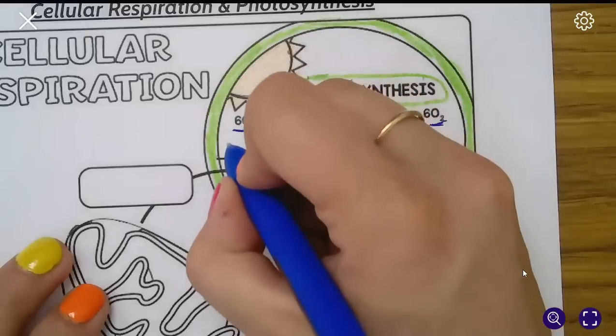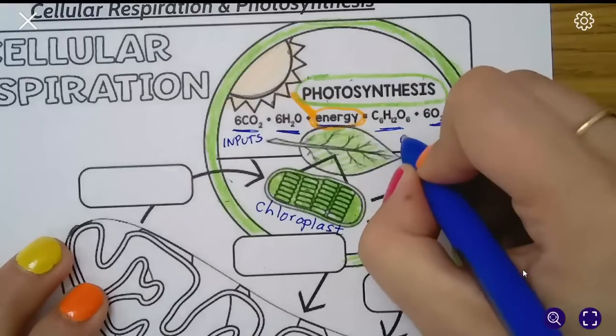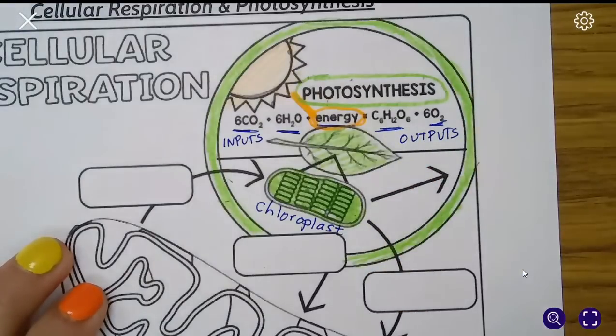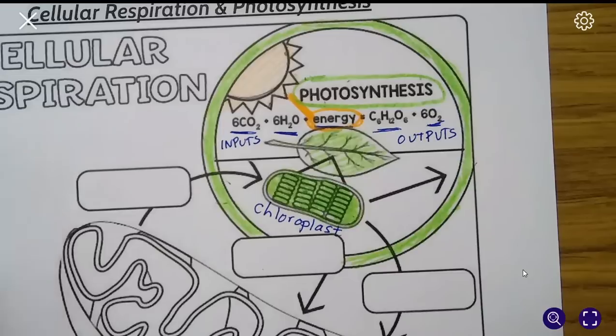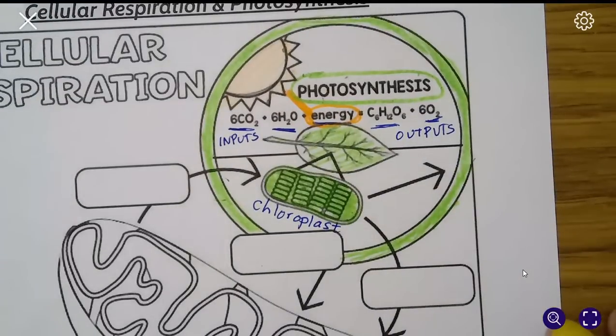So these are my inputs, and these are my outputs for photosynthesis. Okay? And we're going to go into a little more detail on that in a moment.